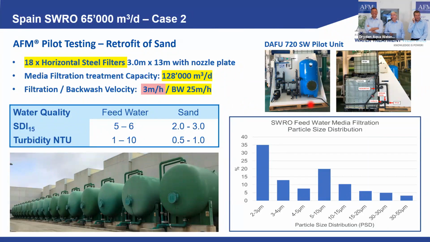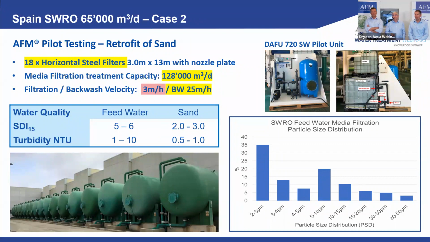Yes. And actually, that's a key point, the size of this pilot unit really allows us to scale it up to big size plants. Yes, this is important. We don't want to make it too small, and too big doesn't make too much sense as well. What did we achieve here? They achieved an SDI of 2 to 3 with the SDI of 5 to 6. Actually, the SDI is okay, but the problem is they only run it at 3 meters per hour.